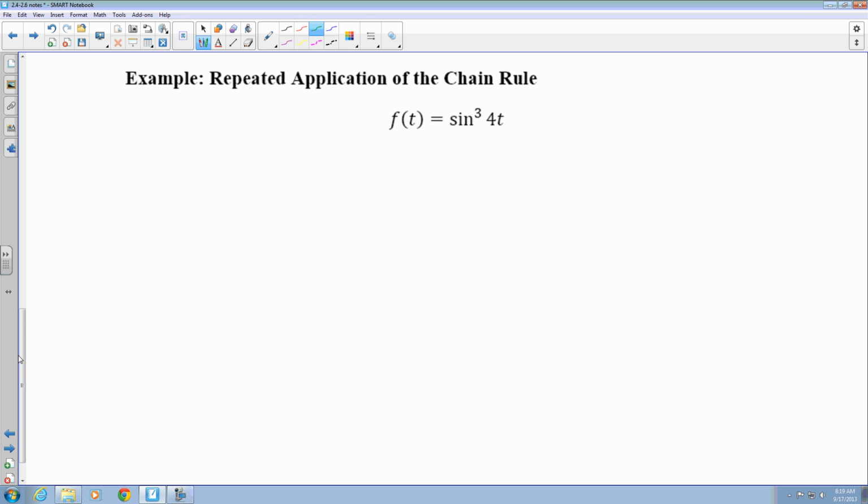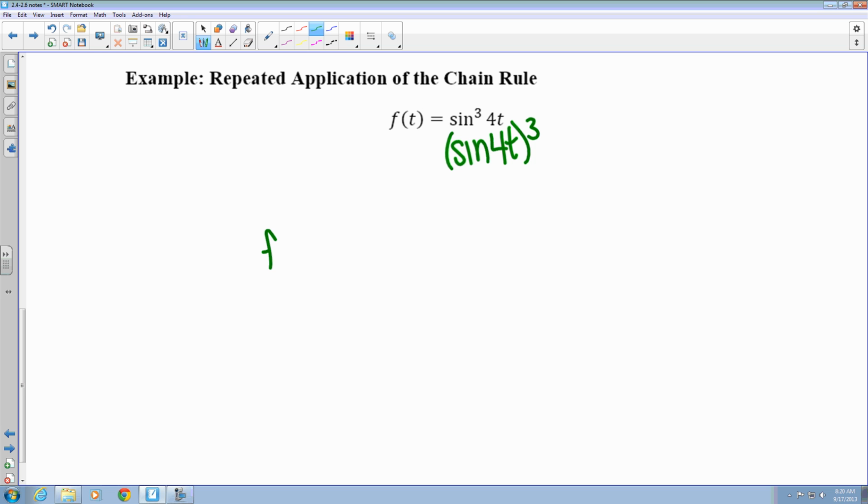Okay, here's an example of a repeated application of the chain rule. That just means that we have to do it more than once in the same problem. So this function can be rewritten as sine 4t, the whole thing cubed. So notice that you have the sine 4t raised to the third power, which is the chain rule, and then we have 4t connected to our sine, which is another chain rule.